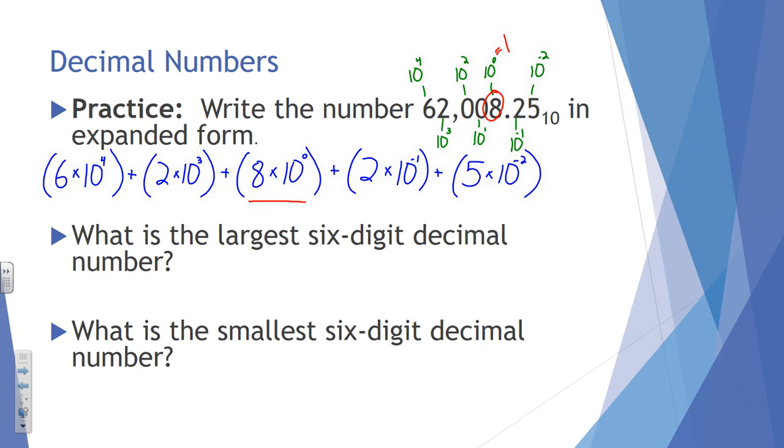So here's a question. What is the biggest 6-digit decimal number you can have? Well, since we're limited to 6 digits and we want it to be as large as possible, that must be a set of 6 nines.